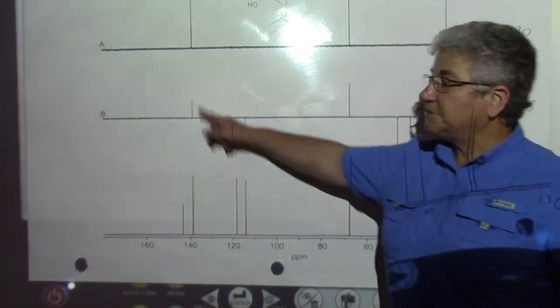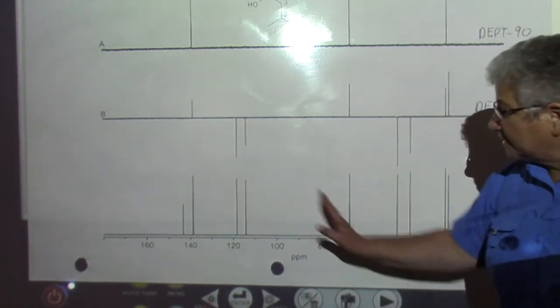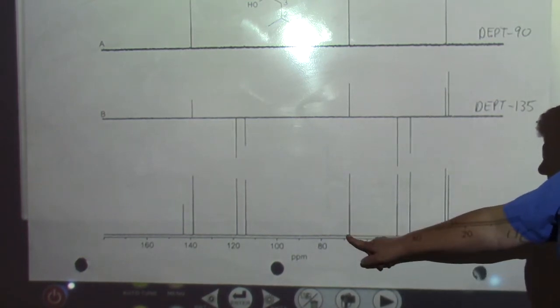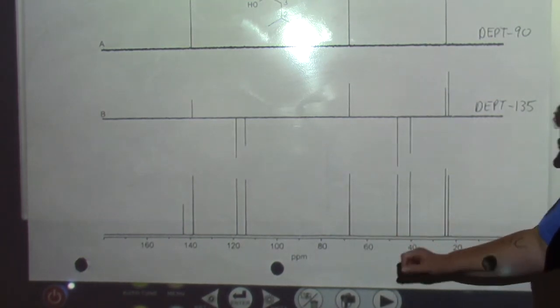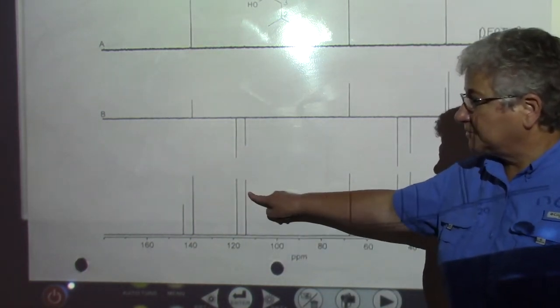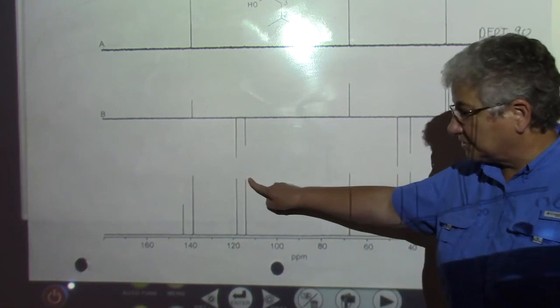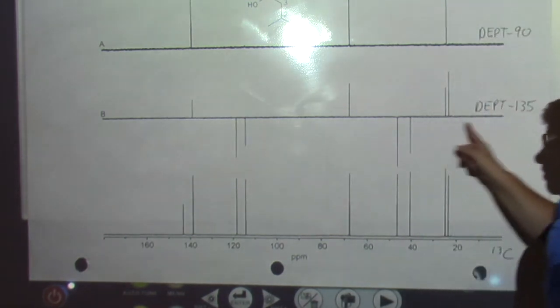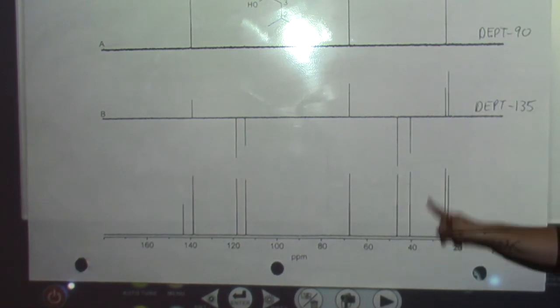Up and some down, right? And so you can see that the chemical shifts all match up with your C13. So I know from my C13 that these two peaks are CH2. This is a CH2 and this is a CH2. And I know that because they're pointed down in my 135, and these two peaks are CH2s.